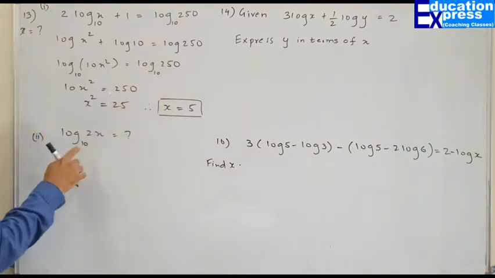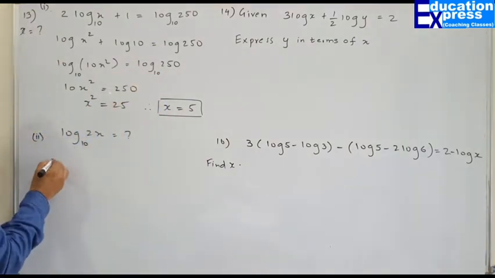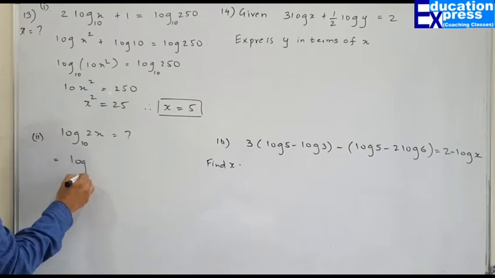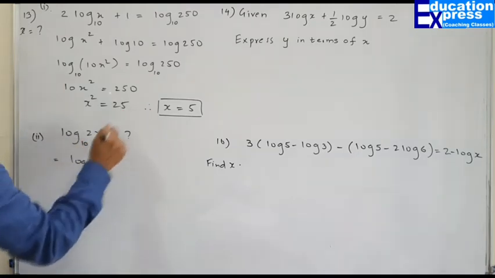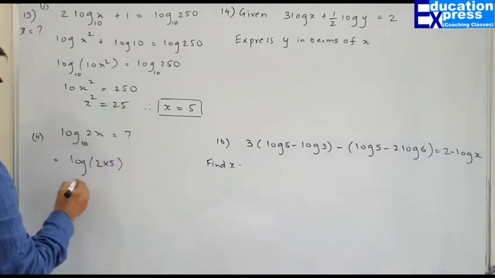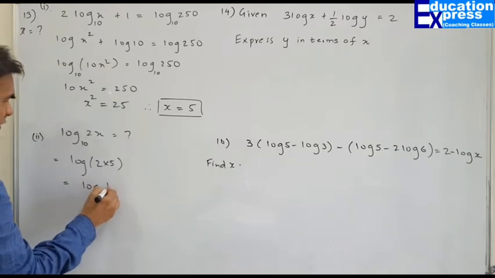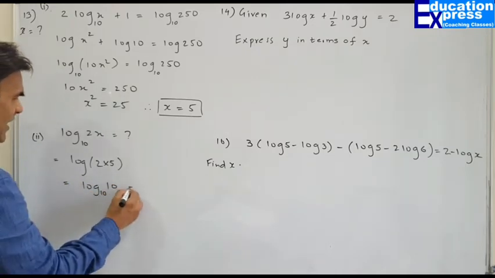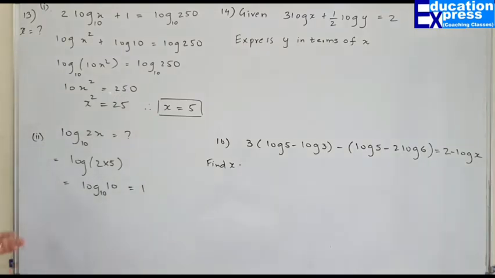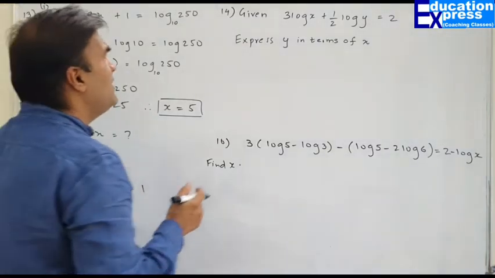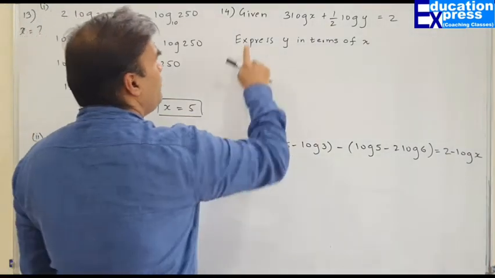The second part of the question is we have to find the value of log of 2x. 2x is 2 into 5. That means log of 10 to the base 10. The answer would be 1. Very simple question, my dear friends. Move on to question number 14.